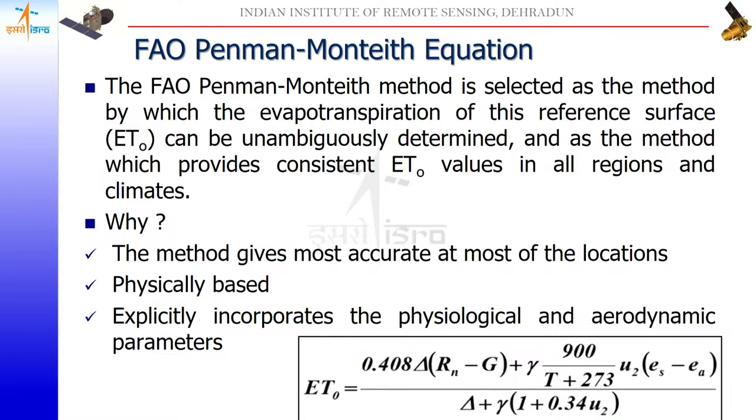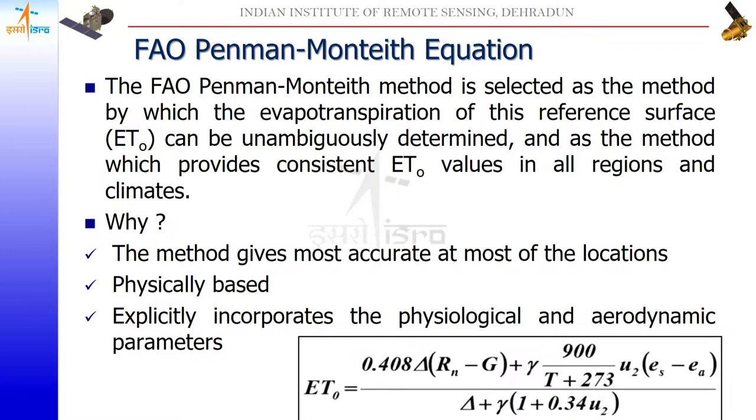But among all the equations, the best or most accurate method, approved by FAO and mentioned in Irrigation and Drainage Paper number 56, is the FAO Penman-Monteith equation. The FAO Penman-Monteith equation unambiguously determines the ET0 value for various regions or climates. I can say this method is the most appropriate because it gives the most accurate results for most locations, since it incorporates the best determined meteorological observations as well as location based information.